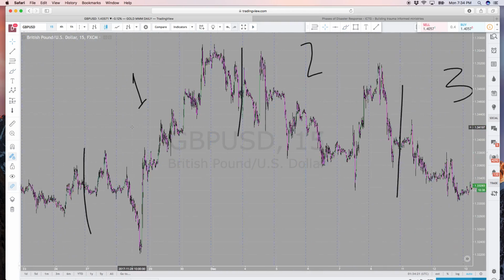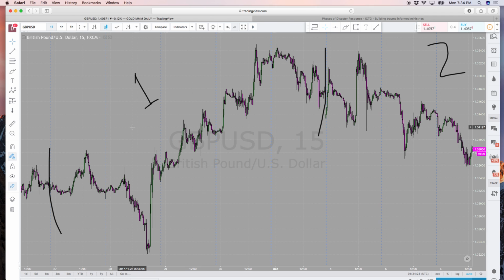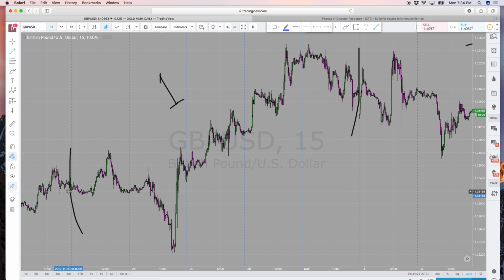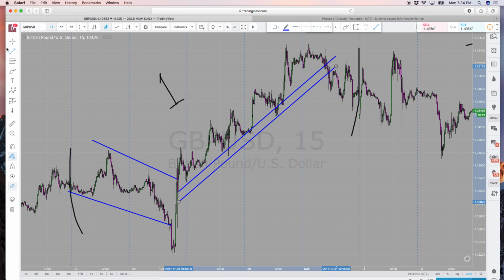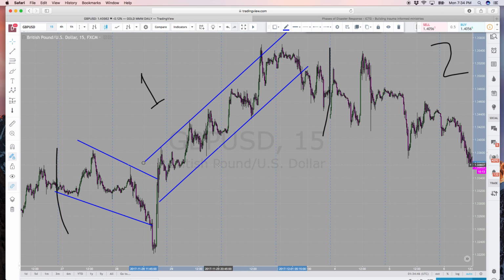Now, as a retail trader, they say to go with the trend, right? So let's actually plot out the trend. Different trends that we can clearly see here. I'm just going to do the best I can to plot these out as a normal retail trader would do.